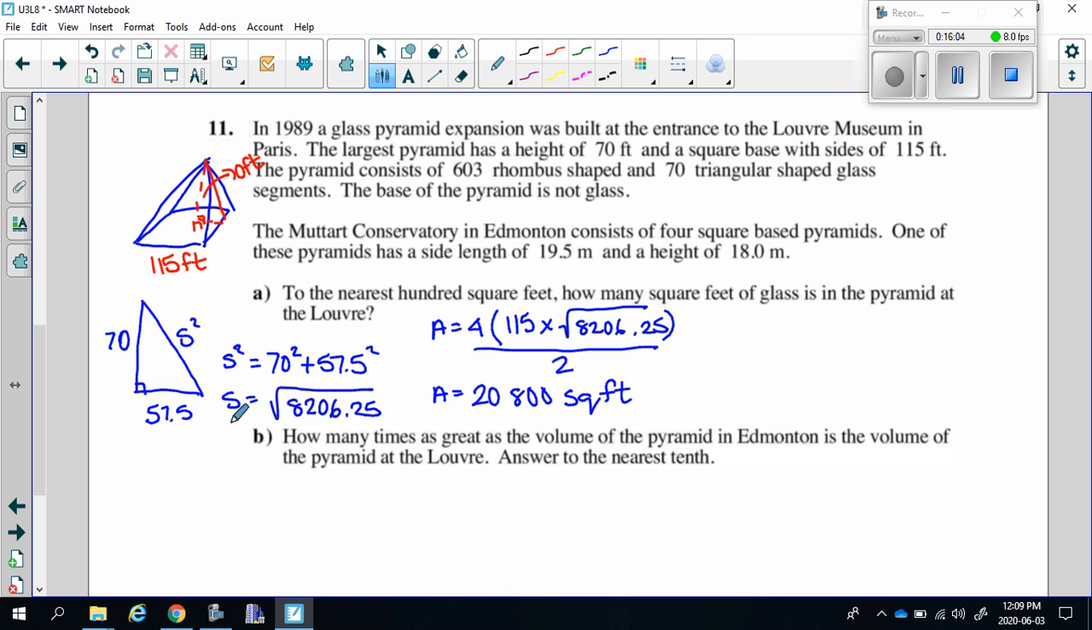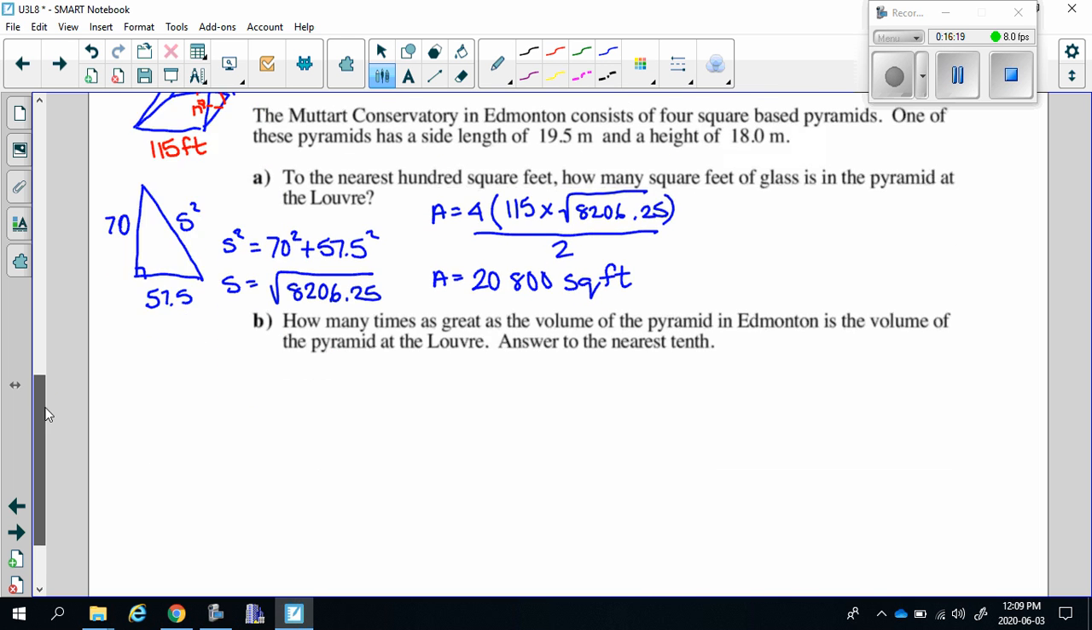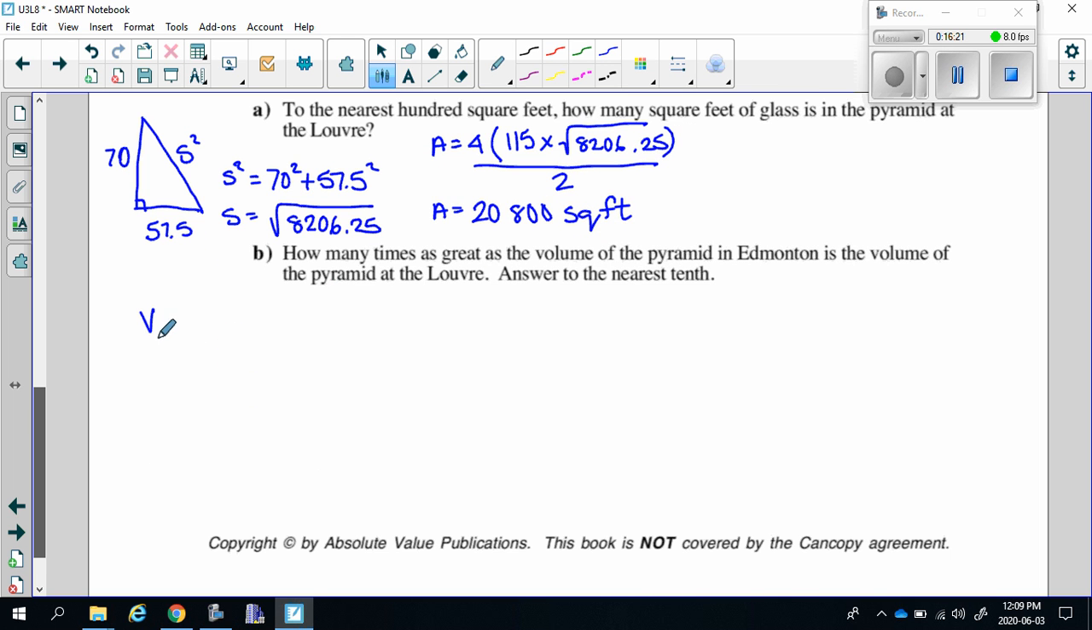Okay, now how many times as great as the volume of the pyramid in Edmonton is the volume of the pyramid at the Louvre? Okay, so the first thing that I'm going to do is find the volume of the pyramid at the Louvre. So volume, I'm going to call it L for Louvre, and it's going to be 1/3 times the area of the base times the height.